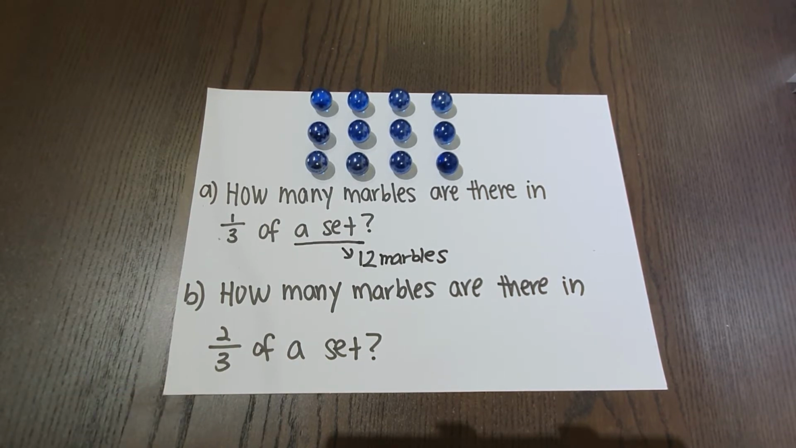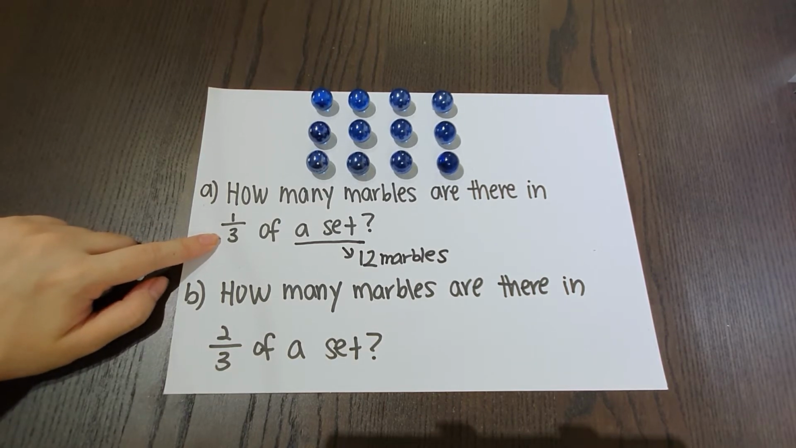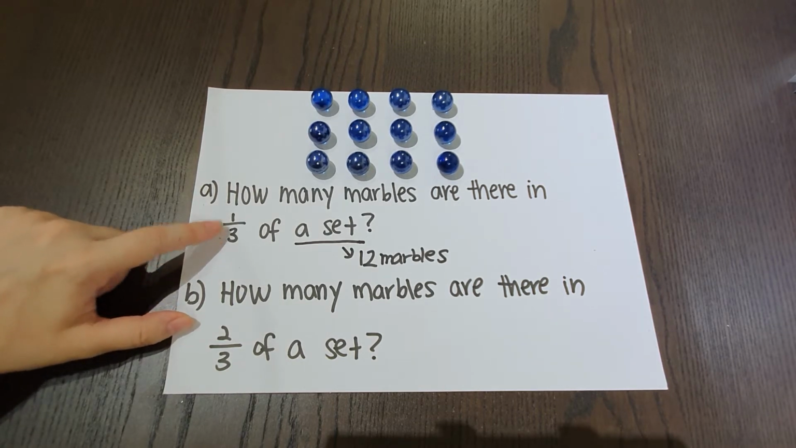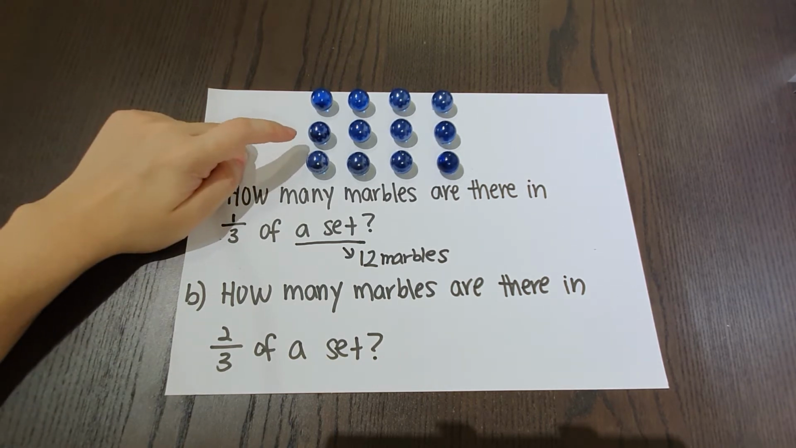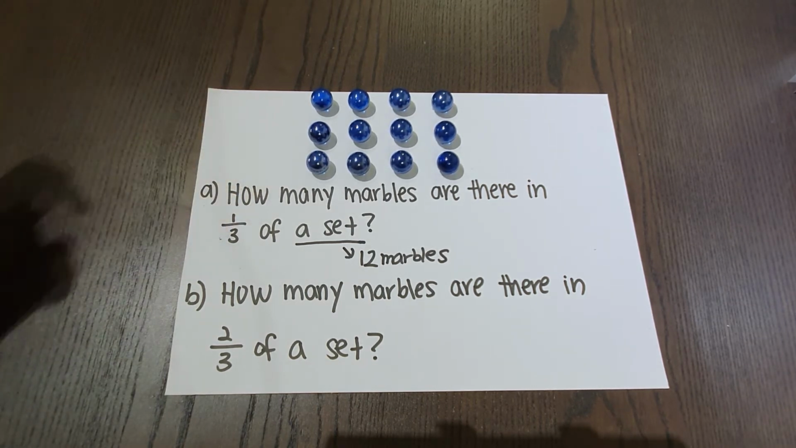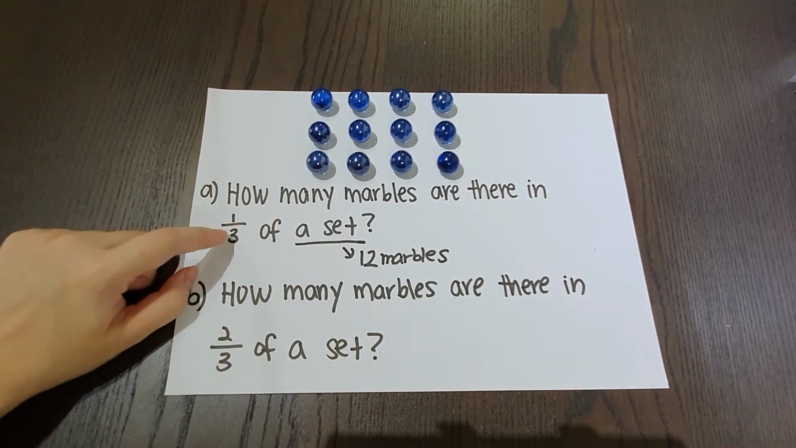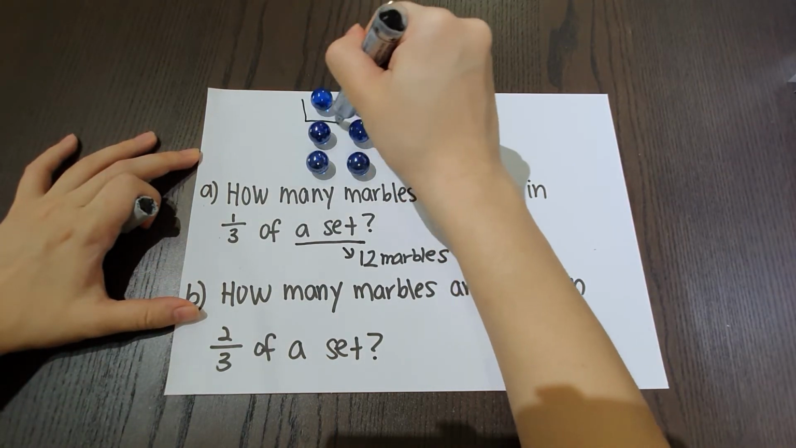So 1/3 of 12 marbles, what does it mean to you? 1/3 means I'm going to distribute my marbles into groups of 3, and I'm only requiring 1 group. What do I mean by that? If I have 12 marbles here, I'm going to divide them into groups of 3 because 3 is my denominator, which means one group will look like this.